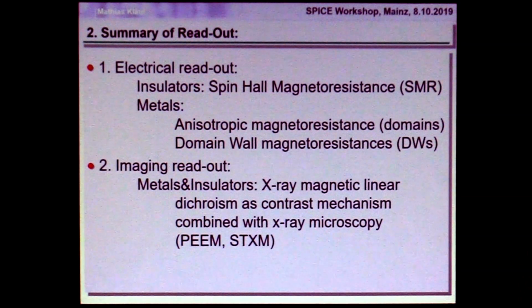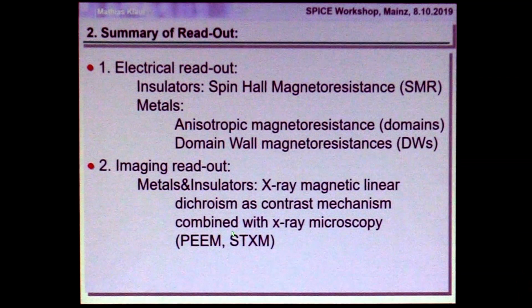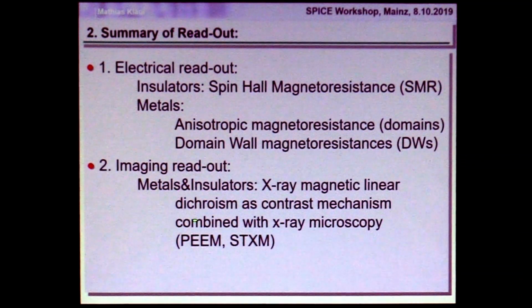Imaging, which is extremely nice but cumbersome because you have to go to the synchrotron, is possible due to X-ray magnetic linear dichroism combined with some microscopy technique. Can be PEEM, can be STXM, so photoemission electron microscopy, or scanning transmission X-ray microscopy, which both work. This is a transmission technique, needs to be on a membrane. This one has problems with discharges. All have advantages and disadvantages, but they don't work in large fields.